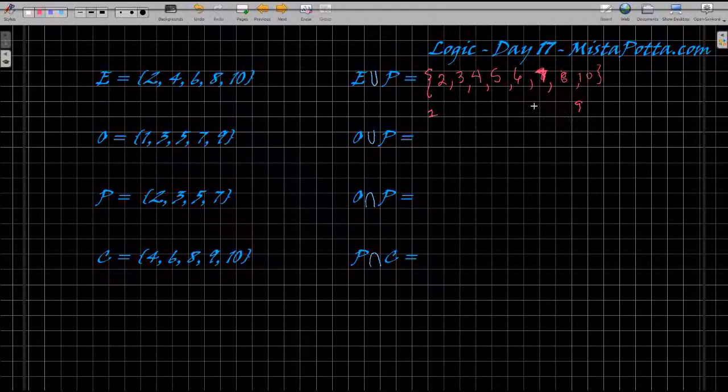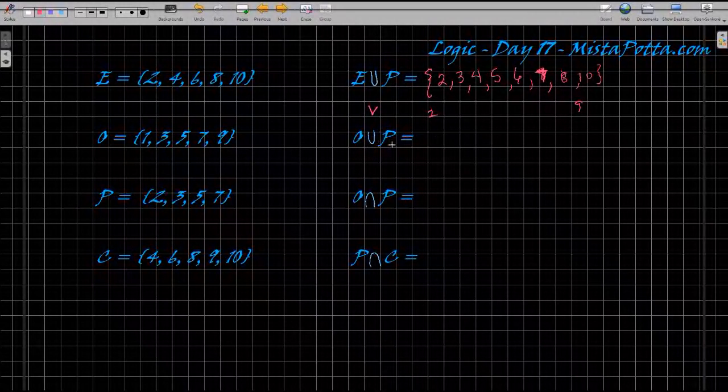neither of those numbers are even. Neither of those numbers are prime. So it's one of those situations where it's false for the first set and it's false for the second set, and a disjunction is only false if two given statements are false. It's not in the first set and it's not in the second set. So that's why 1 and 9 are missing.